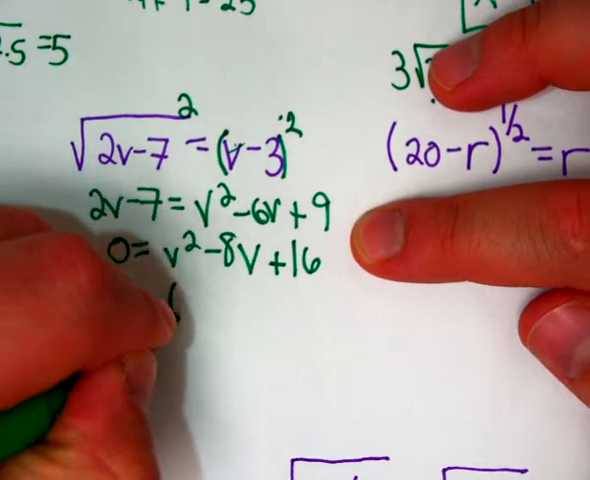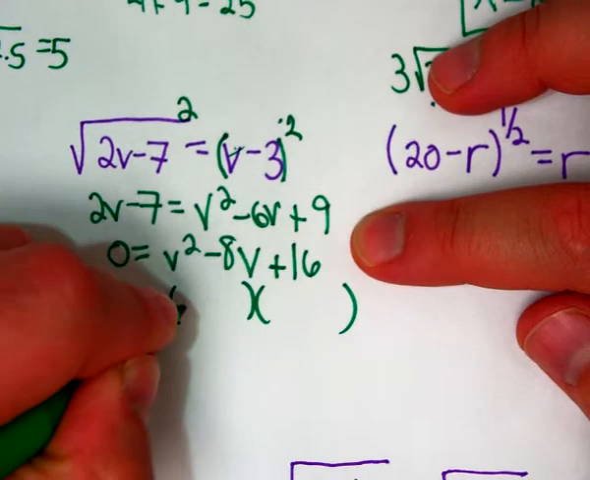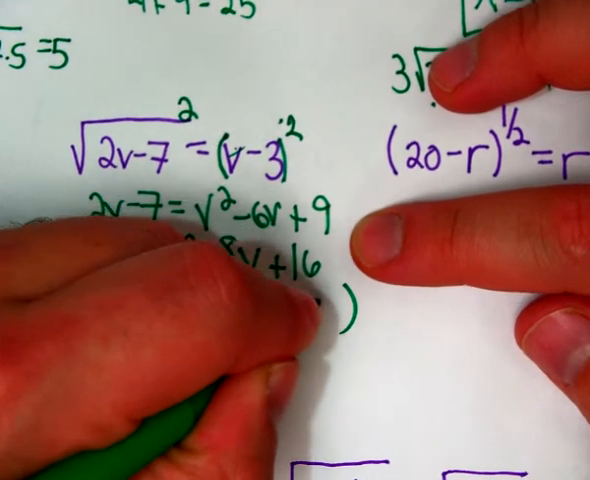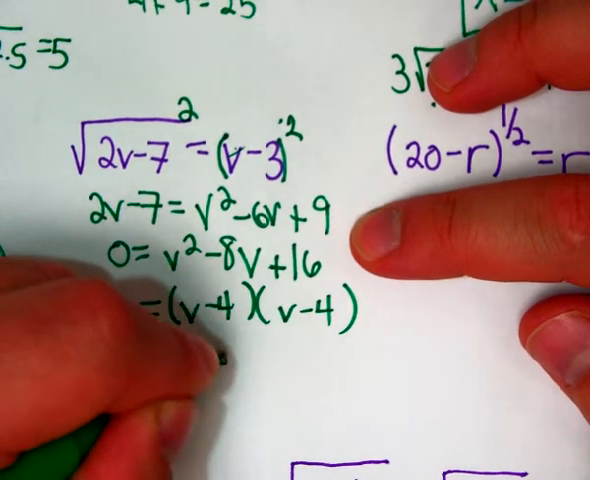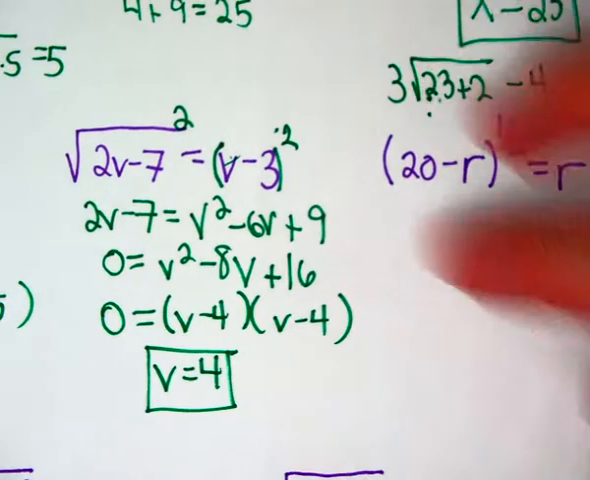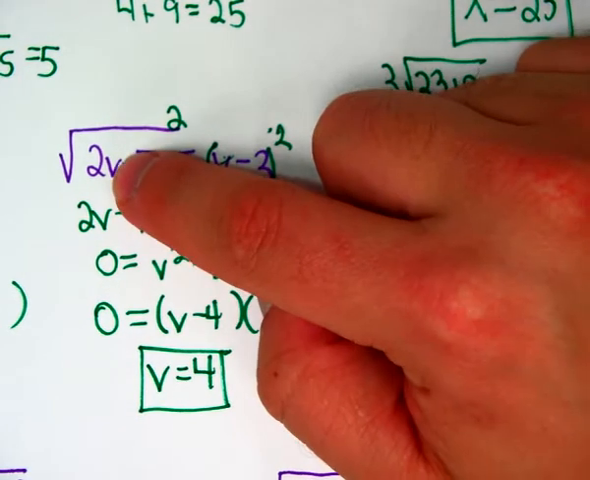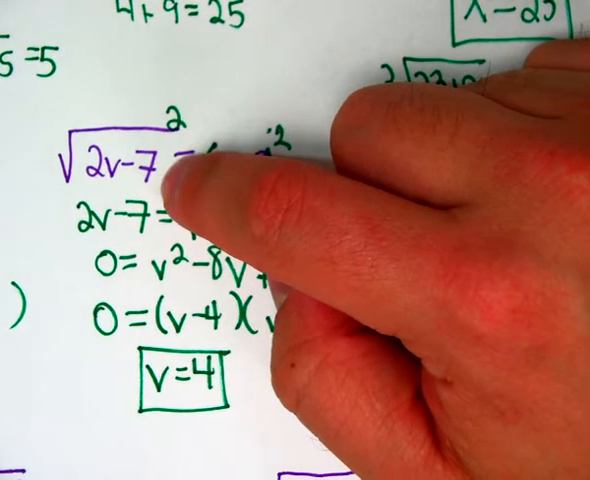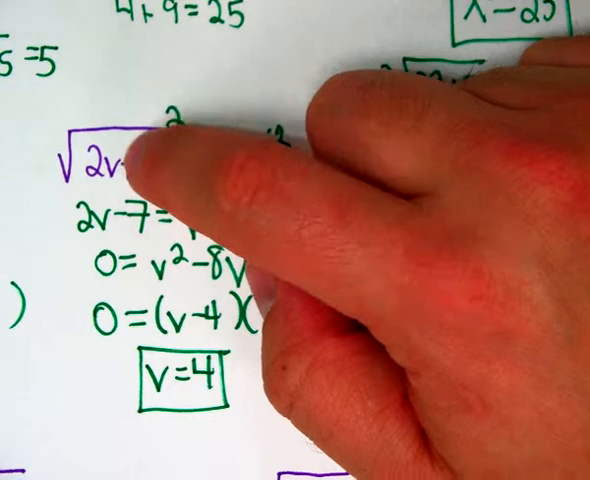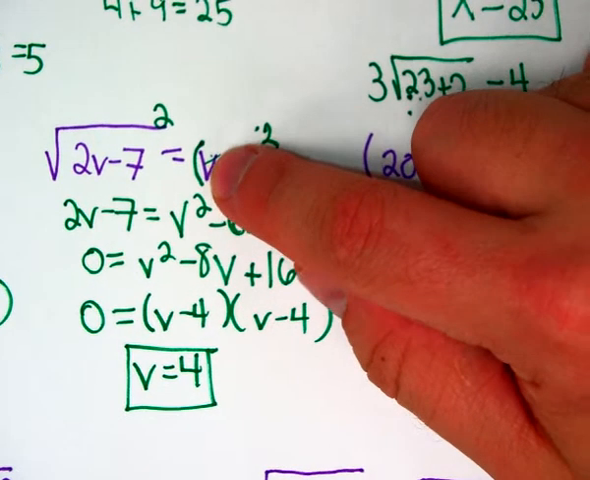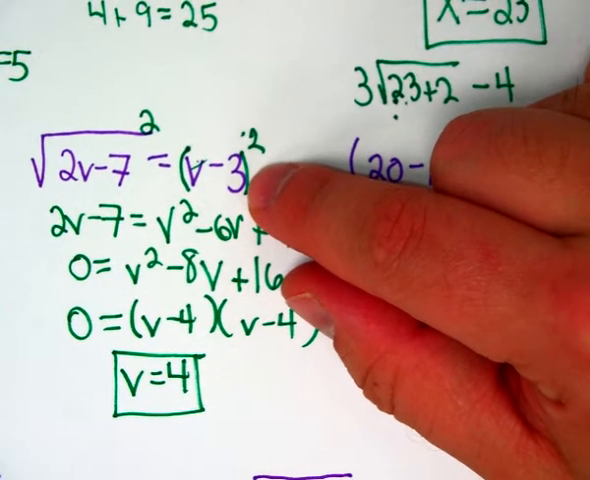It's a trinomial with a leading coefficient of 1. So we got v minus 4 and v minus 4, which means that v is equal to 4 in this problem. Check it out. 2 times 4 is 8. 8 minus 7 is 1. Square root of 1 is 1. So if we put a 4 over here, 4 minus 3 is going to equal 1. So it does check out.